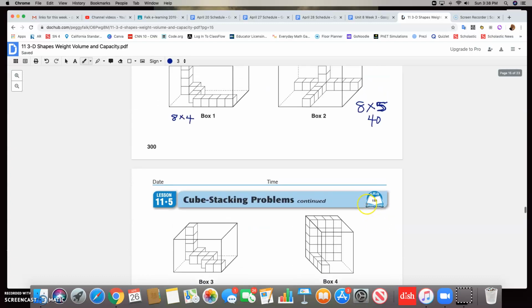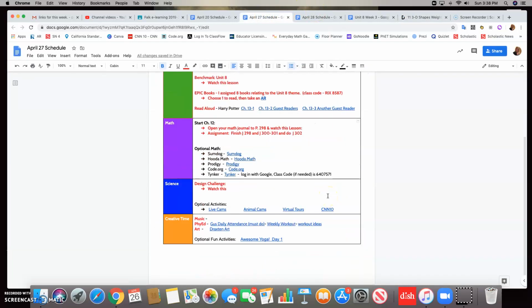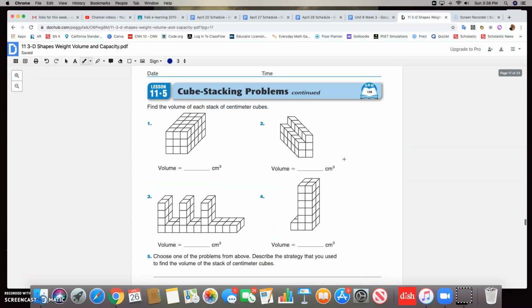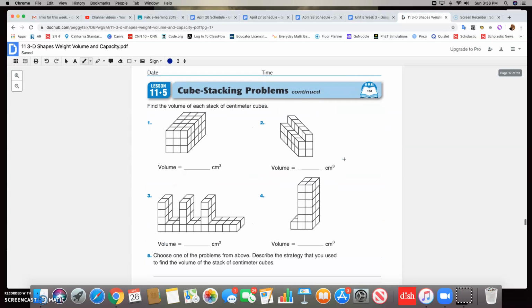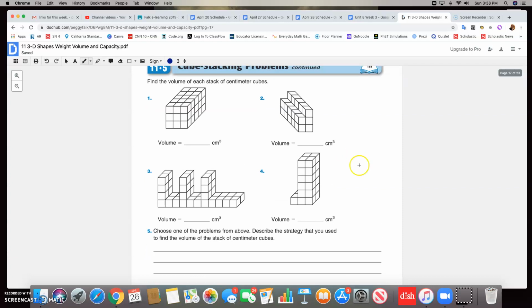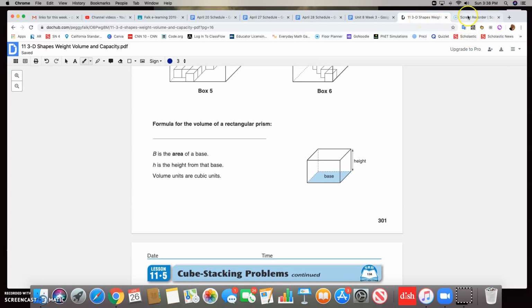Now go back to the schedule, and what I would like you to do for your assignment then is you've watched this lesson, finished journal page 298, 300, 301, which we just did together, these two. And then I'd like you to go to the next page, 302, and do this one on your own in an assignment. And again, it's just kind of exploring volume, figuring out the patterns and the strategy to find the volume, I mean. All right. If you have questions, please let me know.